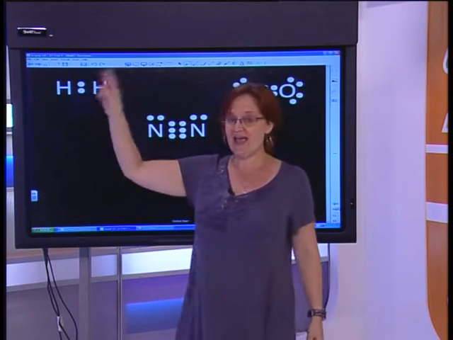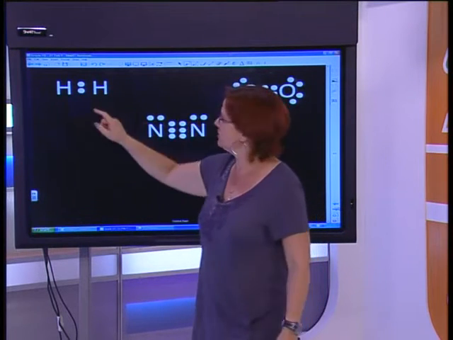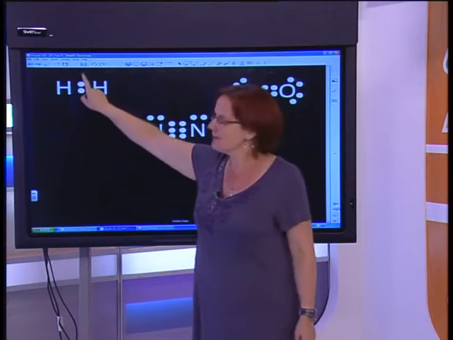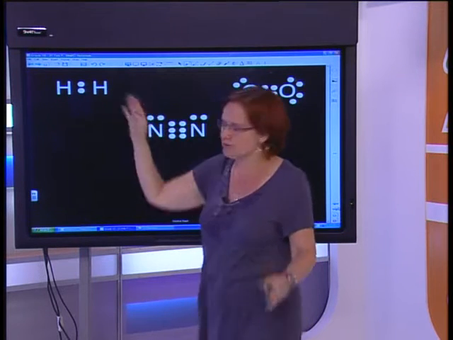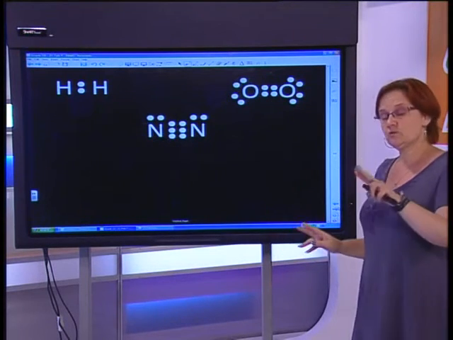Hydrogen only has 2 electrons, because it has 1 electron in its outer shell. We put the shared pair of electrons in the middle. The bond must go between the 2 atoms involved. That's very, very important. When we come to oxygen, oxygen is in group 6.